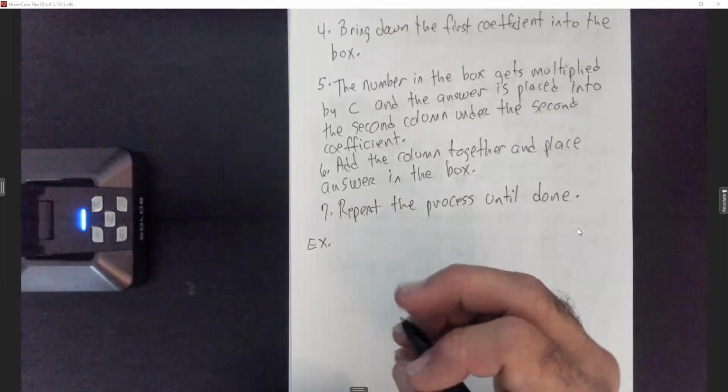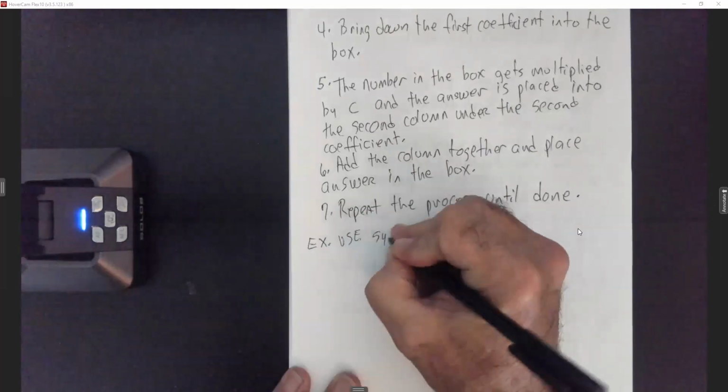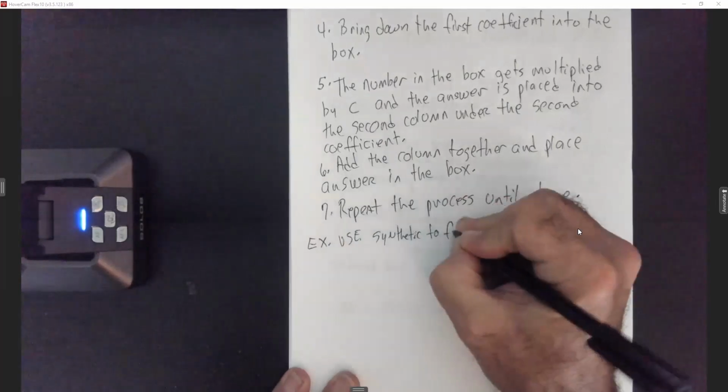All right, so this here, we're going to use synthetic division to find the function values.